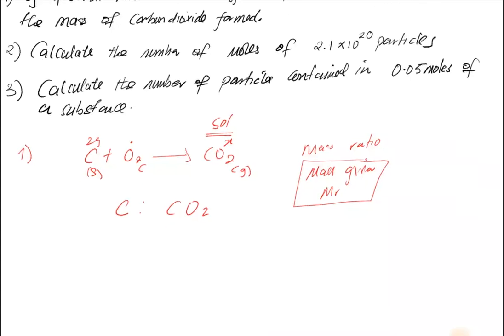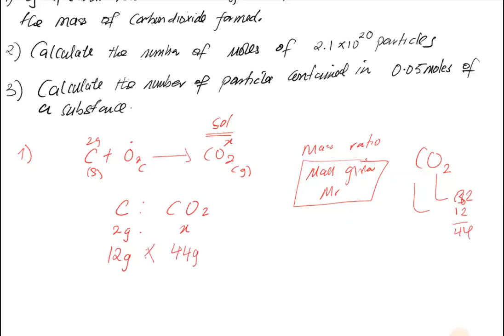So the mass given for carbon is 2 grams. The mass given for carbon dioxide we don't know, because that's what we are looking for. But the molar mass for carbon is 12 on the periodic table. And the molar mass for carbon dioxide, which we can easily find, will be 12 plus 16 times 2, which is 32, so 44. We put 44 grams here.